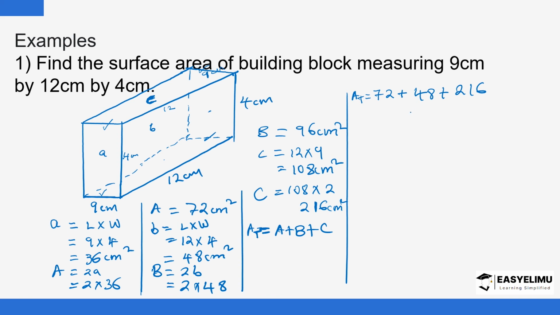Let me start with 72, but now I'll write it as 072. And then the other one is 048. So you add, this is 0, 11, 12, because we had carried 1 from here. So 2 carry 1. And then 0 plus 0 is 0 plus 1 is 1. Then now we add 216, so that is 336. So the total surface area should be 336 square centimeters.